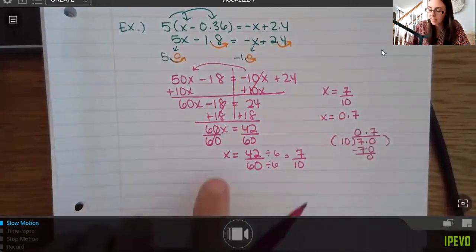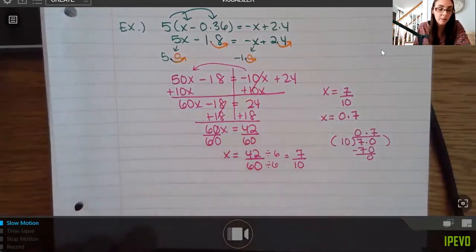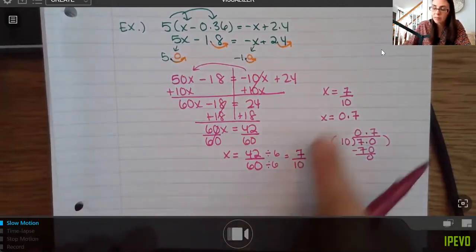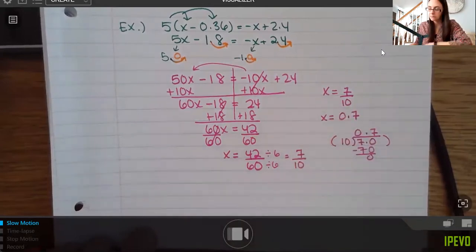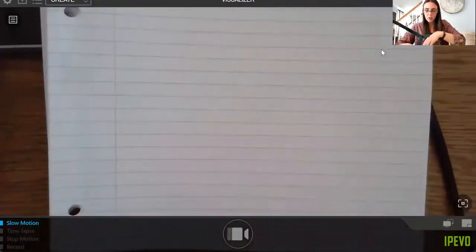So sometimes you may get the answer in a different form, so just make sure you check carefully how they want your answer stated. If it doesn't matter if it's a fraction or decimal, then either answer is fine. I just want to do one more example here using this shortcut strategy.